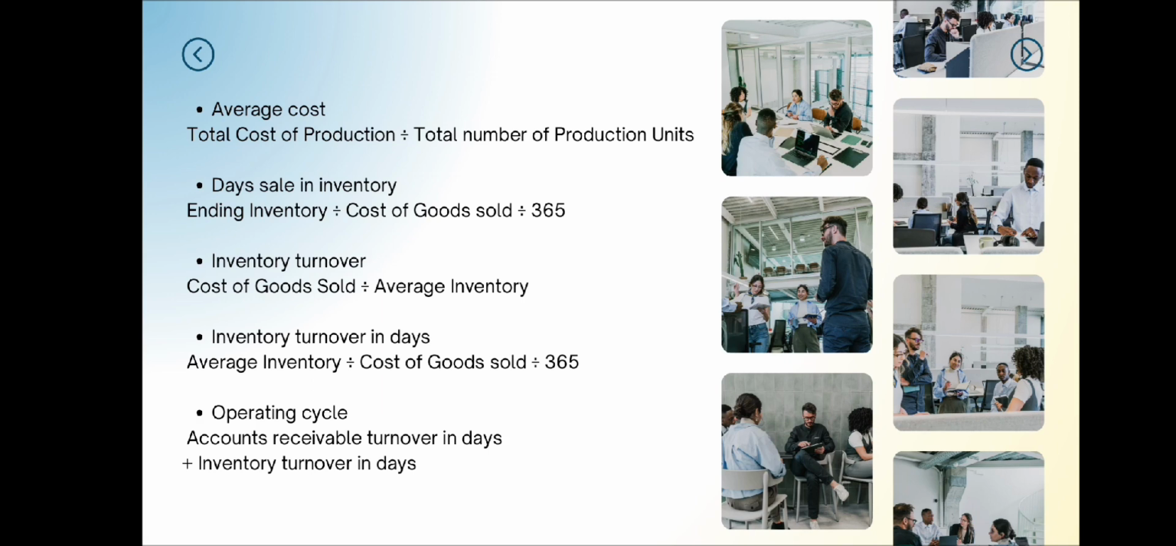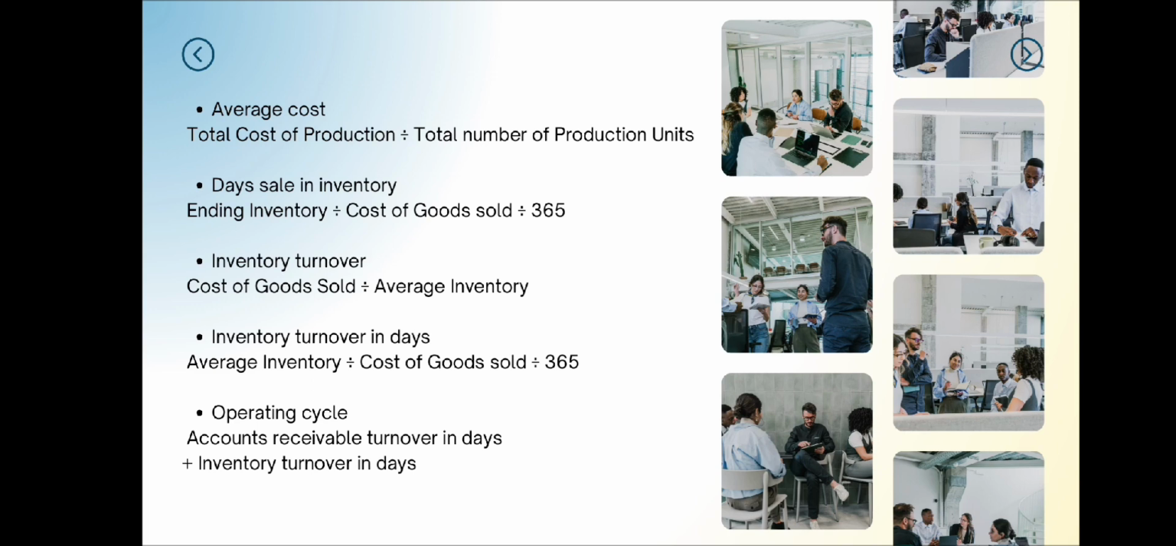Average cost is equal to total cost of production divided by total number of production units. Days sale in inventory is equal to ending inventory divided by cost of goods sold divided by 365. Inventory turnover is equal to cost of goods sold divided by average inventory.